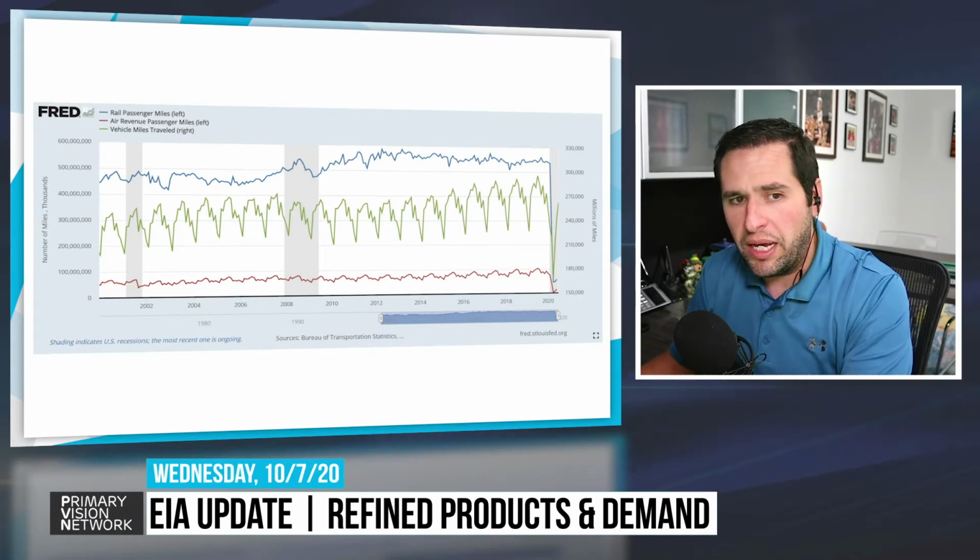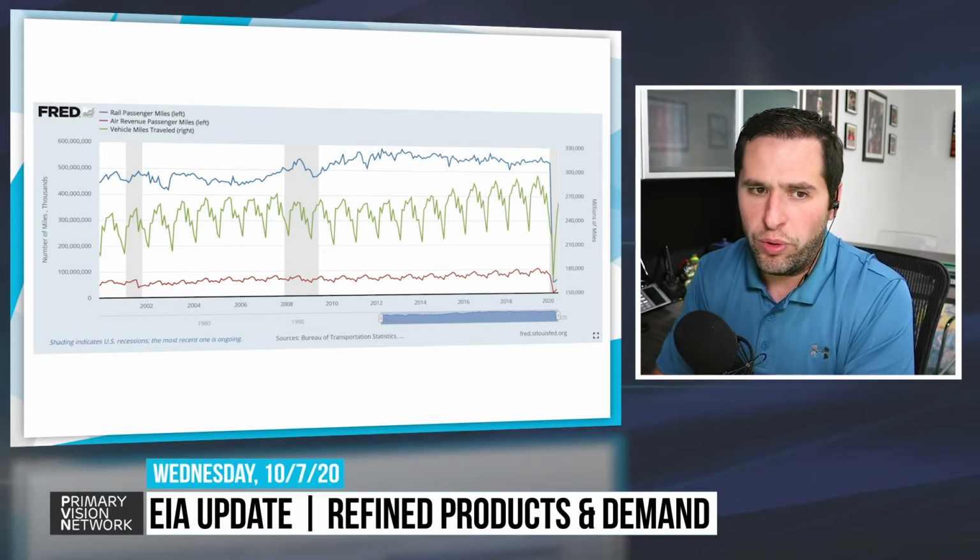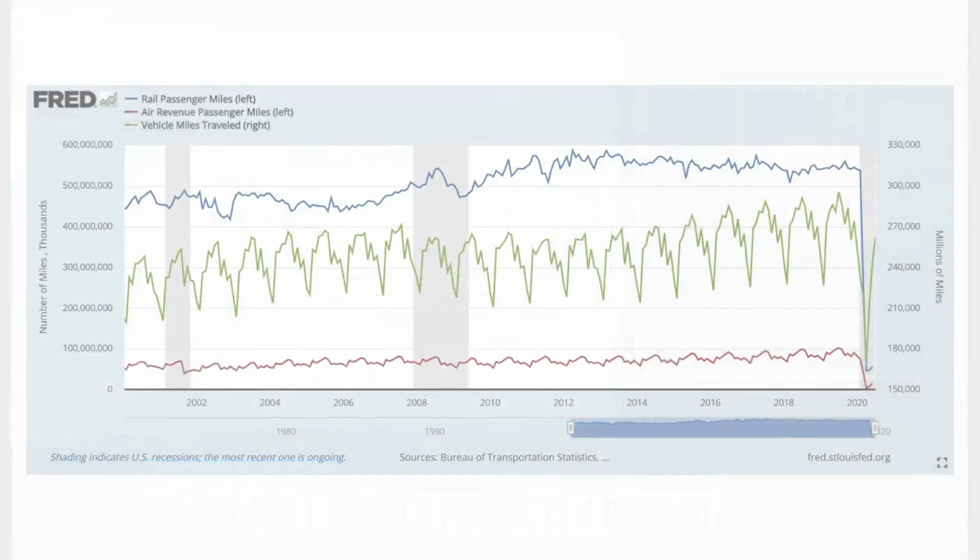And this is one that I just wanted to highlight when we look at passenger miles, because it's interesting. We always talk about cars, but what about air and rail? And you can see that nobody wants to be on an airplane, and nobody wants to be on a railroad. And that's going to be a continuation, which is going to be a longer term issue, especially as we go through the remainder of the year.